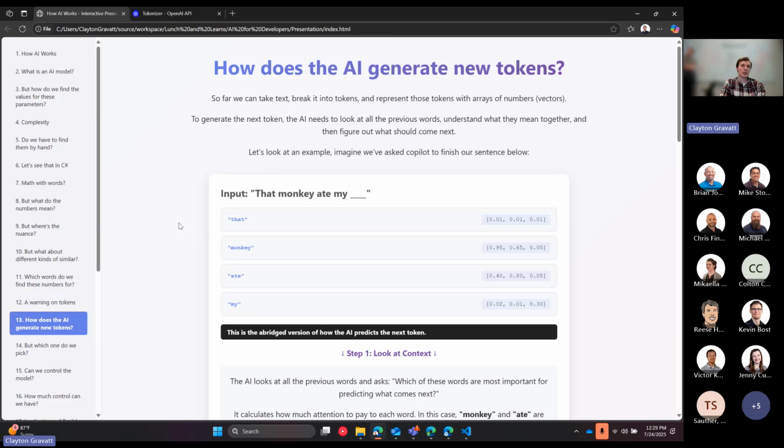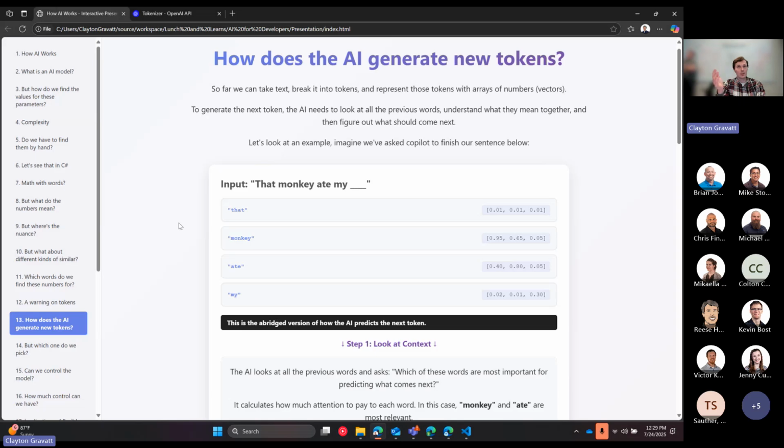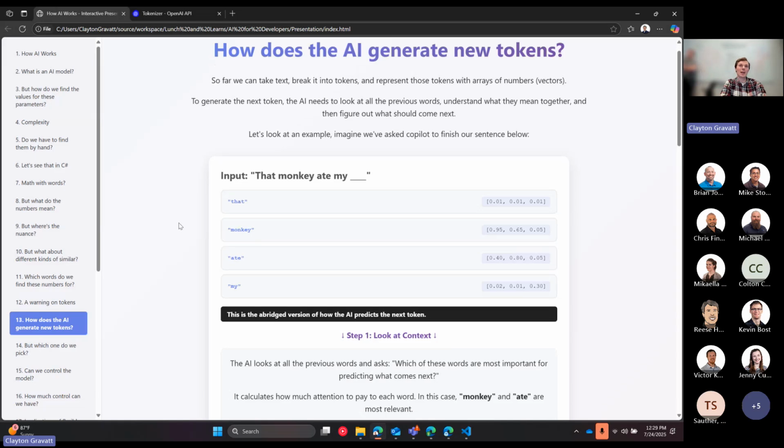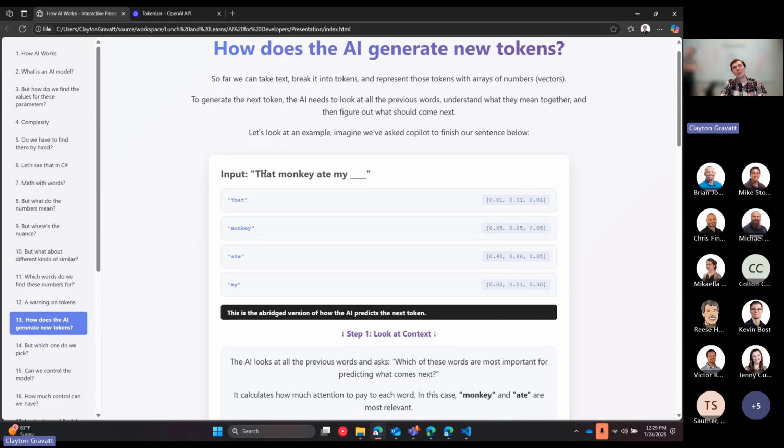To generate that next token, AI needs to look at all those previous words, the previous tokens, understand what they mean together, and then figure out what should come next. So let's look at an example. Imagine we've asked Copilot to finish our sentence below. "That monkey ate my." It has to complete the next token for us.